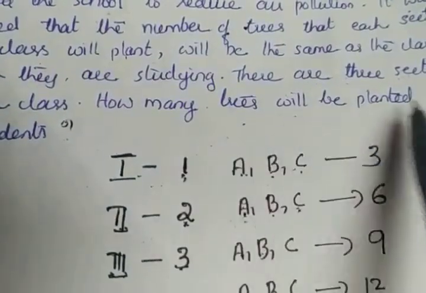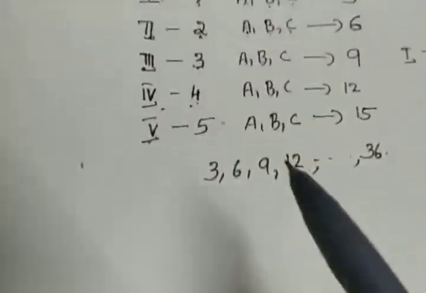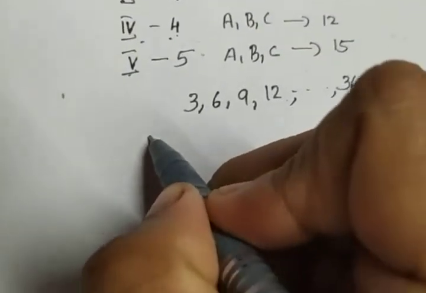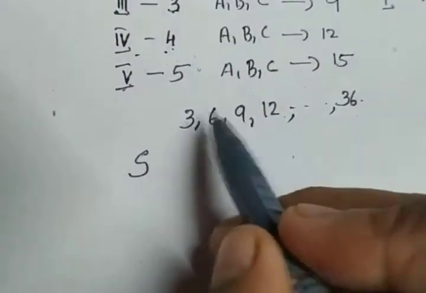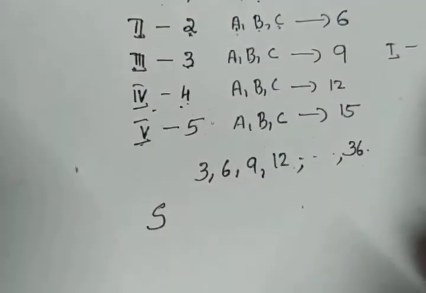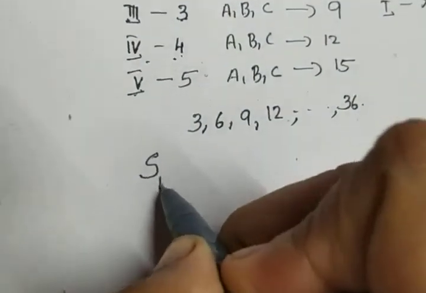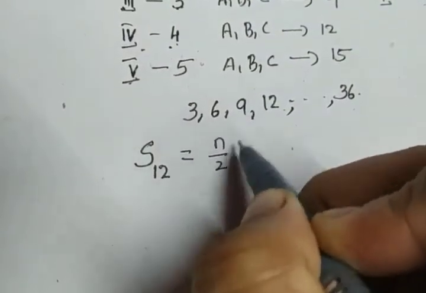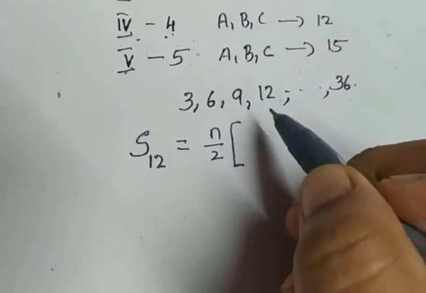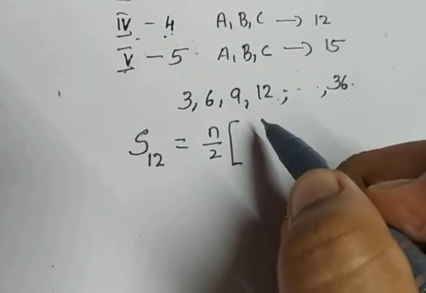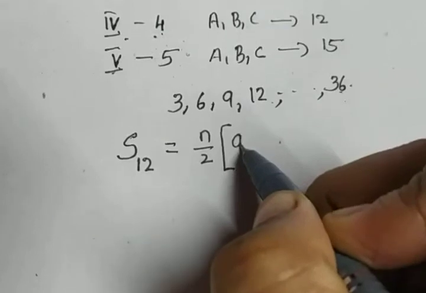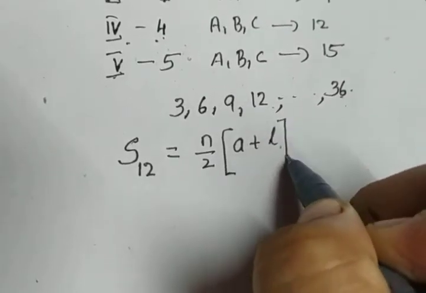Okay, and what is our question? How many trees will be planted by the students? That means we have to find the sum of all these numbers. So the question gets reduced to finding the sum. How many classes are there? From 1 to 12, 12 classes. So the question is to find S12. What is S12? The formula is n by 2 into, either we can take the formula 2a plus (n minus 1) into d. Here, since we know the last value, it is easy to take the formula as a plus l. What is l?